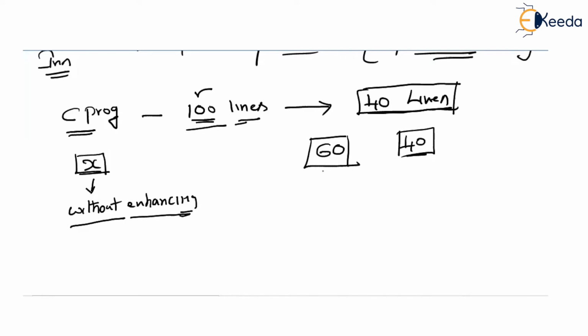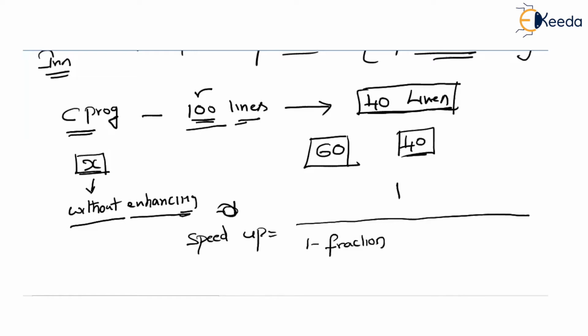So here, this 60 is called the fraction that can never be enhanced. This 40 is called the fraction that can be enhanced. Now let us understand how to calculate the speed up. Amdahl's law: speed up is equal to 1 by (1 minus fraction enhanced) plus (fraction enhanced by speed enhanced).